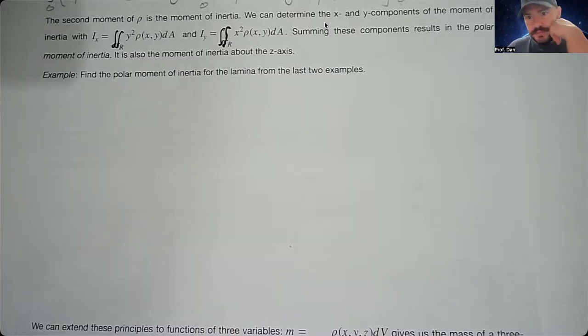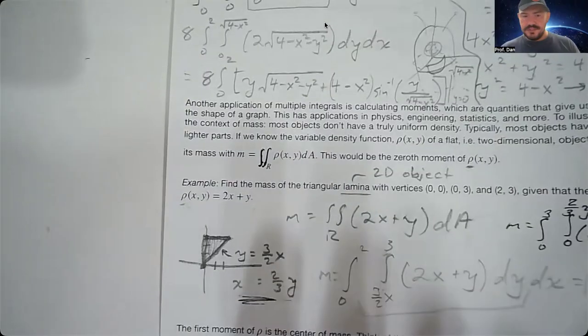Okay, now moving on to the second moment. So when we are starting off with the mass density function, rho, we know the 0th moment, i.e. just the integral, gives us the total mass of the object. We learned that the first moment can be used to find the center of mass. Oh, by the way, I flip back to this drawing here.